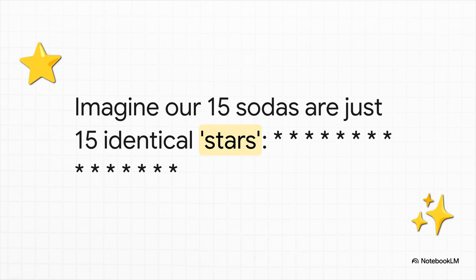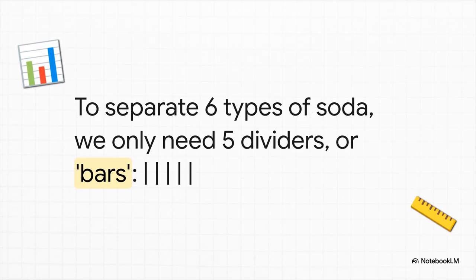Simple enough, right? Okay, now how do we divide these stars into our 6 different soda categories? Here is the absolute key. To create 6 separate groups, you don't actually need 6 dividers. You only need 5. Think about it for a sec. 1 divider splits a group into 2, 2 dividers create 3 groups, and so on. So for our 6 sodas, we need 5 dividers, which we'll call bars.